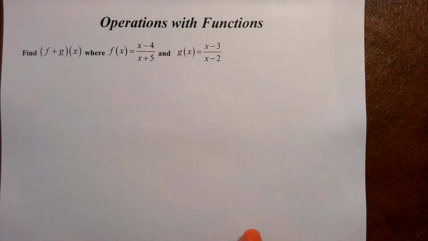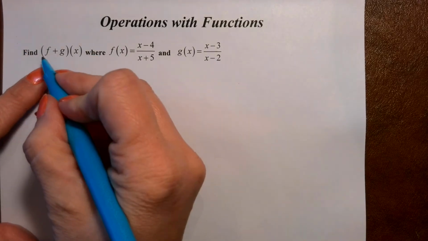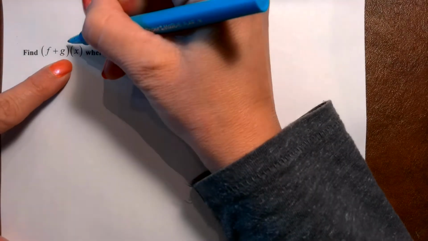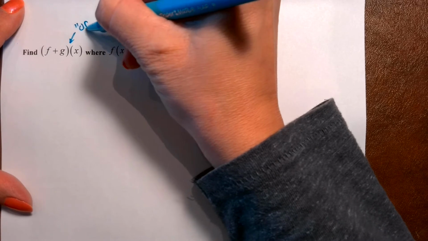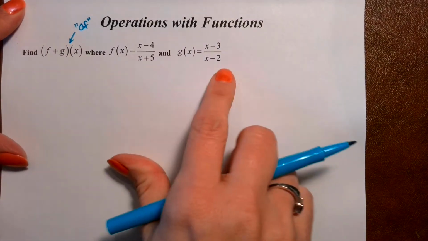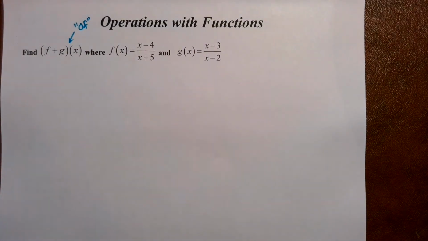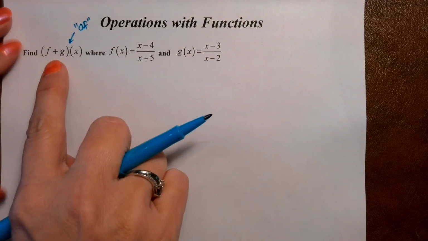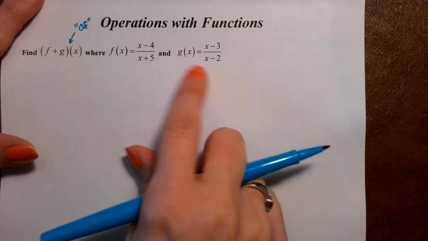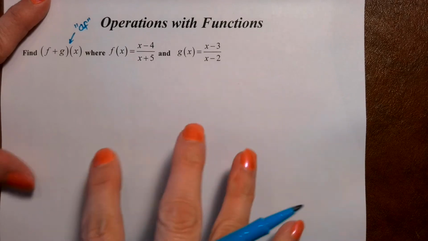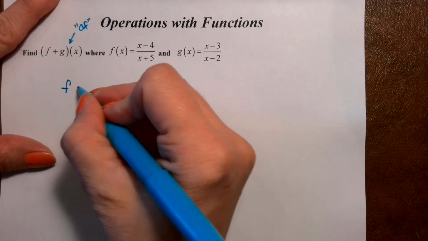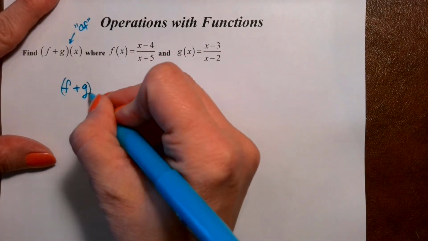Okay, let's do a brief recap of operations with functions. When it says f plus g of x, the word right here is "of". They both have to have variable x. It's not multiply. You can do a variety of operations. This one wants us to add these two functions. So the most important thing is you write down f plus g of x.